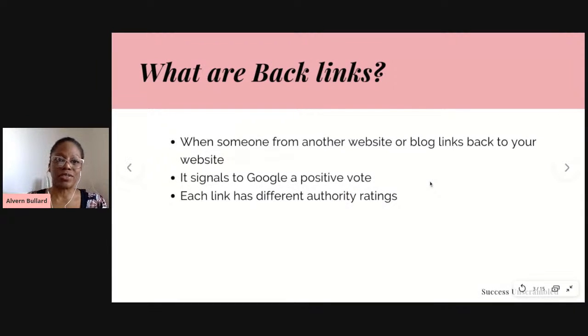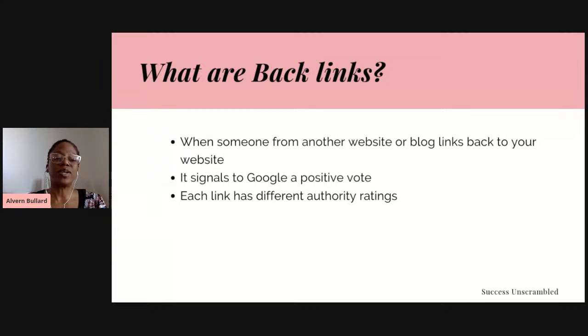So what are backlinks? Just in case you don't know what they are, when someone from another website or blog links back to your website, it's called a backlink. And as you can imagine, the more backlinks you have, the better it is, because a backlink signals to Google that it's a vote. It's a bit like an election, except that there's no end date. And there are all these people voting and saying this website is a good website for this specific topic, because normally backlinks would have specific words associated with them.